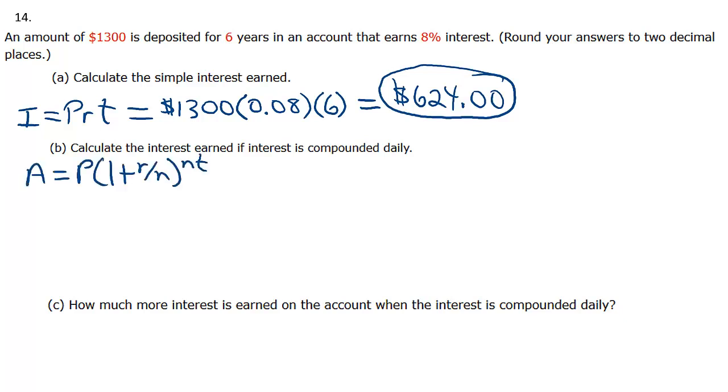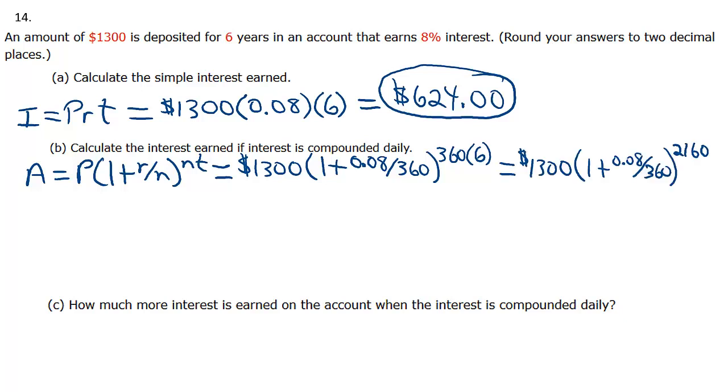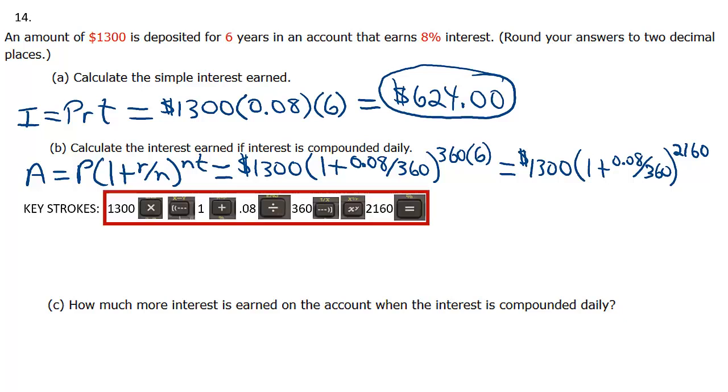Part B, calculate the interest earned if it's compounded daily. Now this is compound interest, so you use the other formula for compound interest. Plugging in the numbers, still a $1,300 principal. Interest rate still 8%, which is 0.08. You're doing it daily. It doesn't say exact method, so you use 360 for the number of days. And the time is for 6 years. If you multiply the 360 times 6 in the exponent, you end up with $2,160. And at that point, I would just type it directly into the calculator.